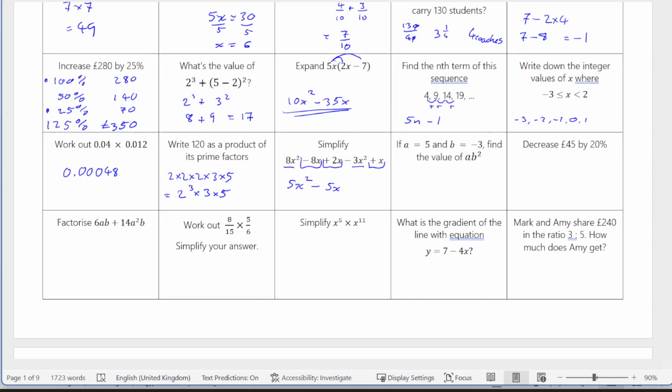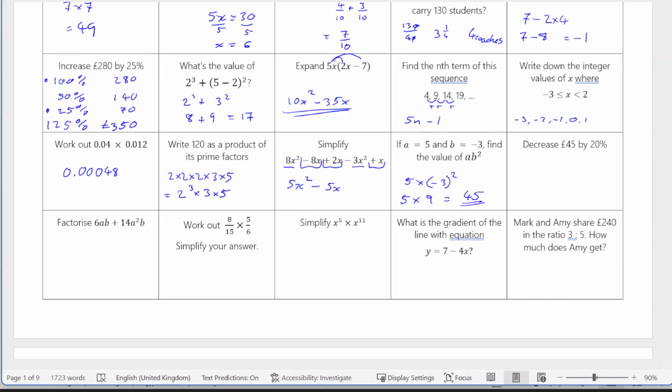Okay, if a is equal to 5 and b is equal to minus 3, find the value of ab squared. So I'm going to write this in with the use of a bracket around my negative numbers. I always recommend when you're substituting in negative values to put them in a bracket. This is a prime example of why. So this would become 5 times minus 3 squared, which is minus 3 times minus 3, so that would be 9, leaving us with 45.